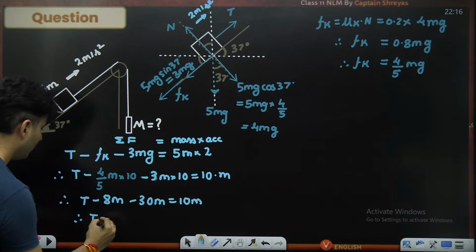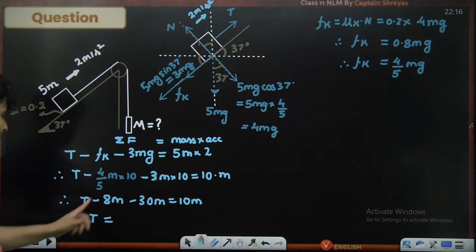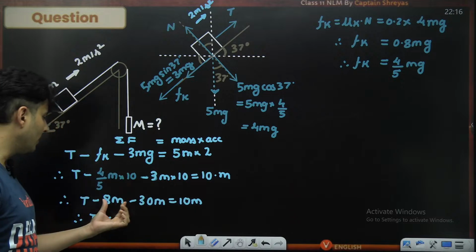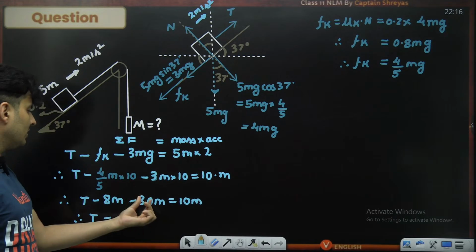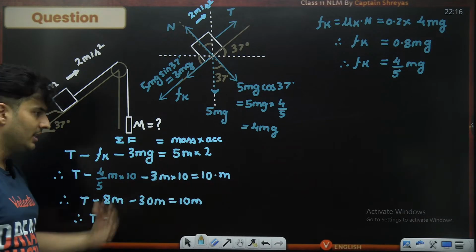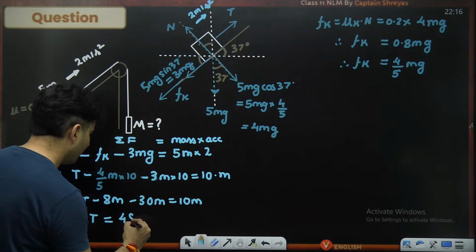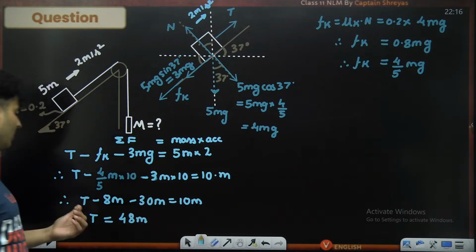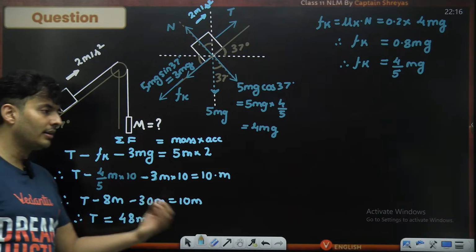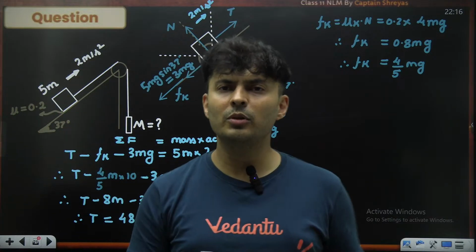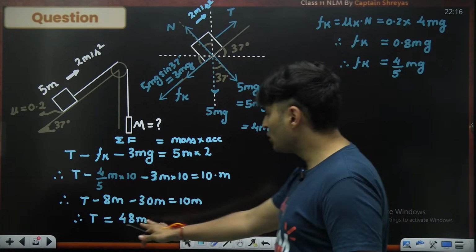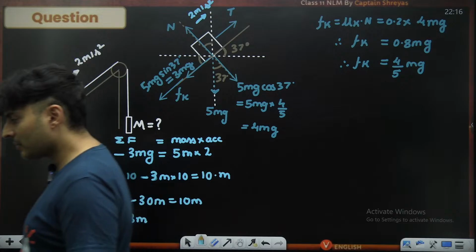So therefore, P will be equal to, these things will go on that side. 30 and 8, 38. 38 plus 10, 48. So this will become 48 times m. So this is the value of tension, 48 into the mass, whatever numerical value it comes out. But it's not the end of the story.